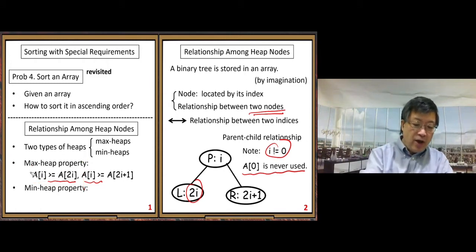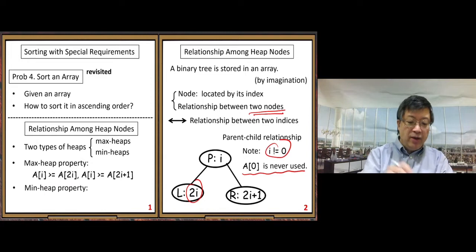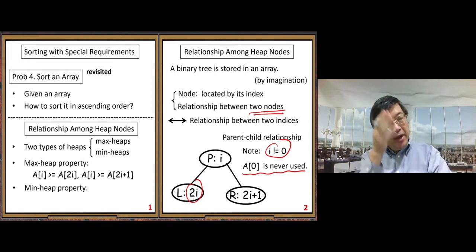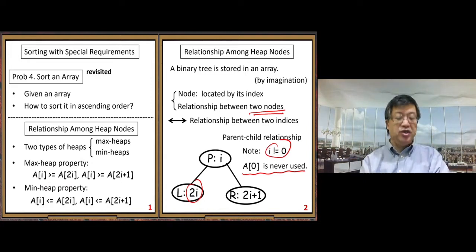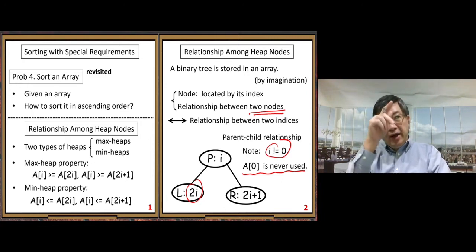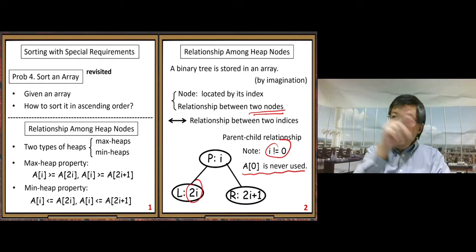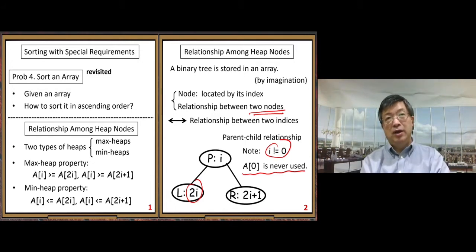Similarly, for the min heap, we have the min heap property. So we just switch the inequality order. The value of the parent node is less than or equal to any of the values of the child nodes. So that's simple.